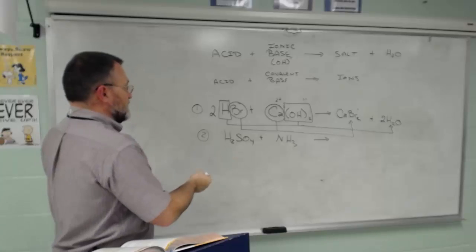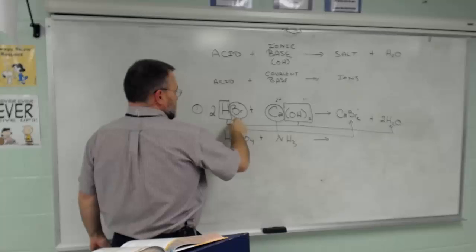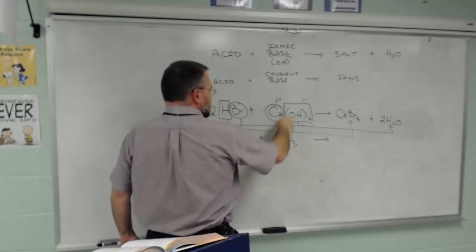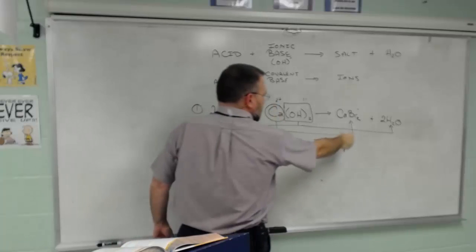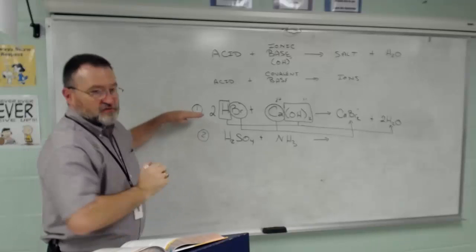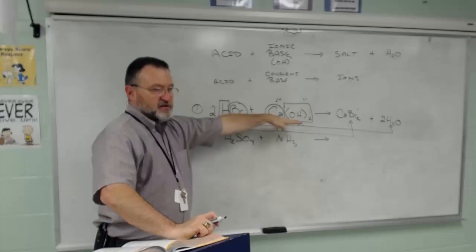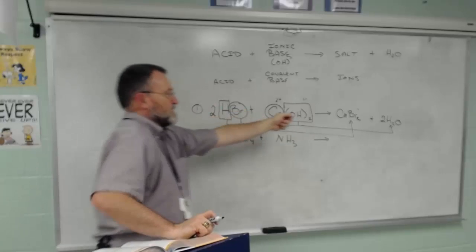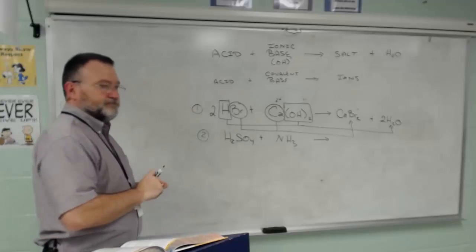Now looking at the ions, I now have 2 bromines and 1 calcium, a 1 to 2, and I have a 1 to 2, so I'm good. So this is my balanced reaction for hydrobromic acid and calcium hydroxide. They react to produce calcium bromide and 2 water. Any questions on that?